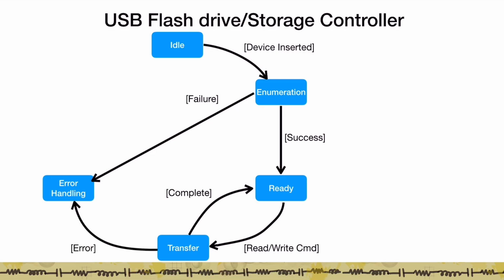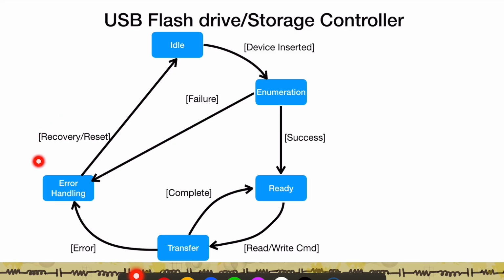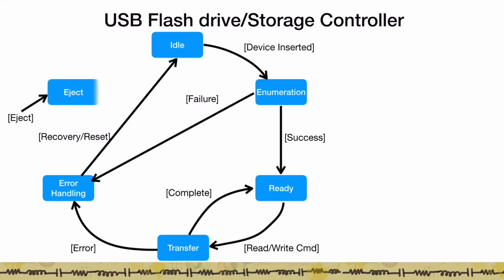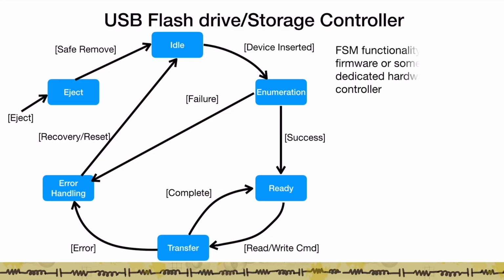If the transfer fails, you go back into error handling, and that is generating the right messages back to the user. And then you normally have a recovery or a reset option, which resets the system out of error handling and brings it back to the idle state. In addition, you also have an eject command which pushes it into an eject state, and the eject state allows you to remove the flash drive and then push the controller back into its idle state.